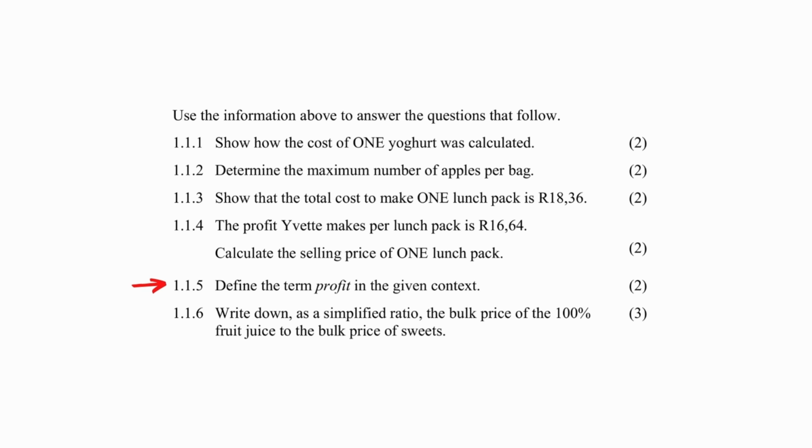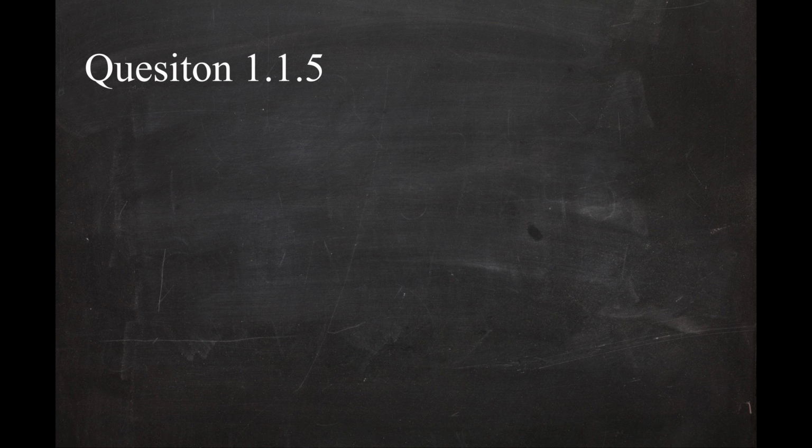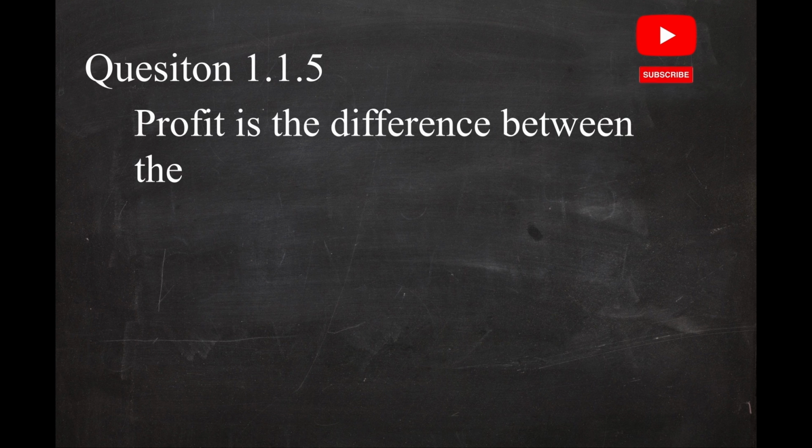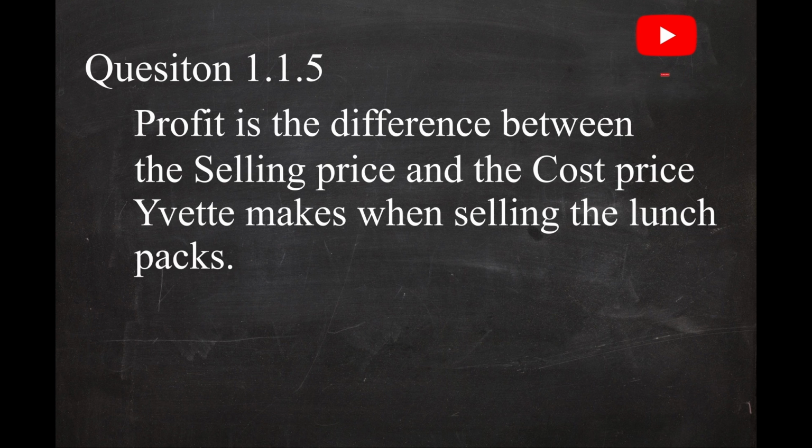In question 1.1.5, you have to define the term profit in the given context. Here the context part is important, and the general definition of profit won't get you the marks. A definition of profit in the given context is: profit is the difference between the selling price and the cost price Yvette makes when selling the lunch packs.